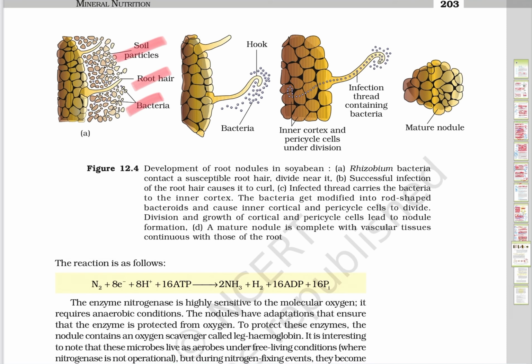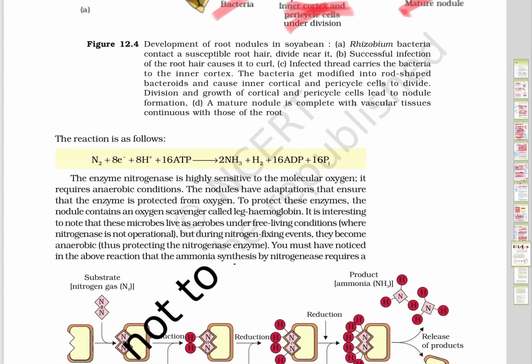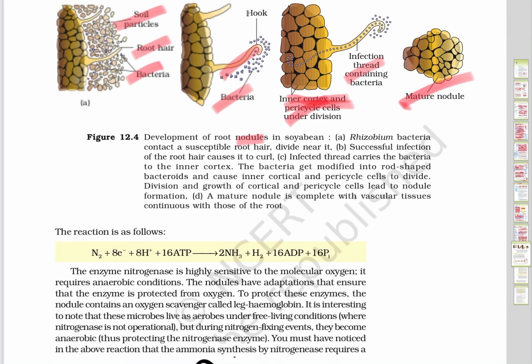Development of root nodules in soybean. The Rhizobium bacteria are present in the soil. The root hair divides near it. Successful infection of the root hair causes it to curl. The infection thread carries the bacteria into the inner cortex. The bacteria are modified into rod-shaped bacteroids. Bacteroids here refers to the Rhizobium bacteria, and they cause the inner cortical and pericycle cells to divide. Division and growth of cortical and pericycle cells lead to nodule formation.